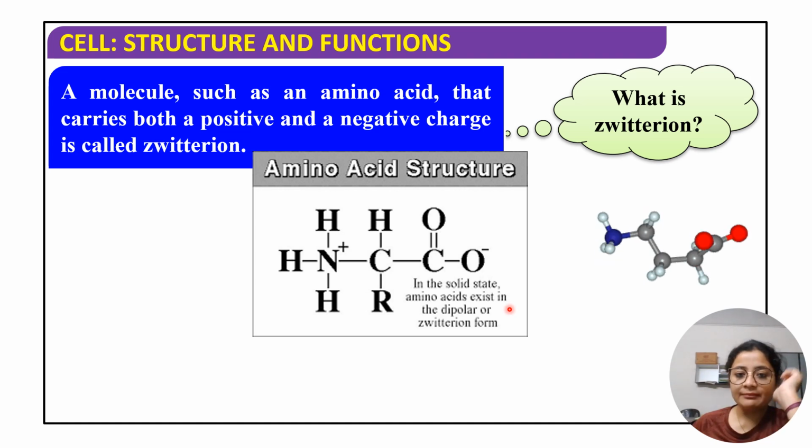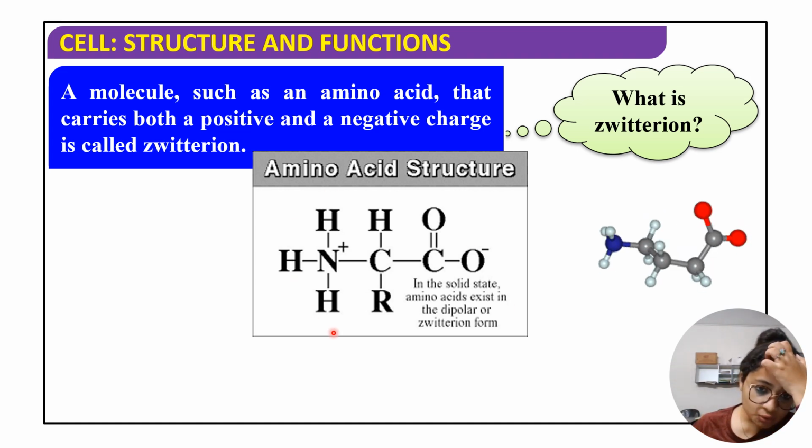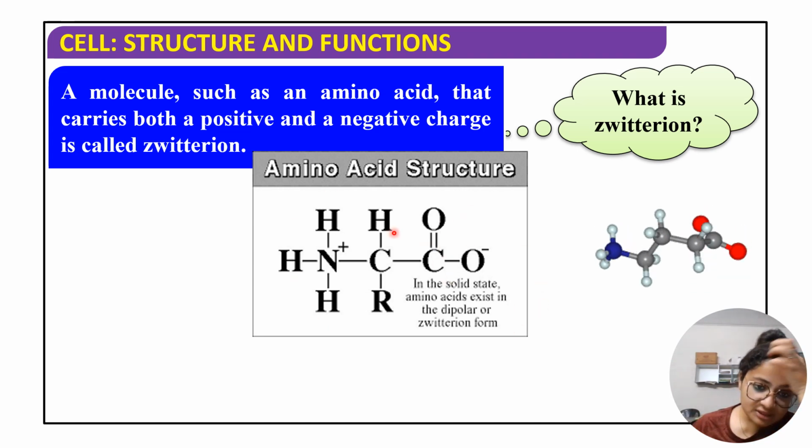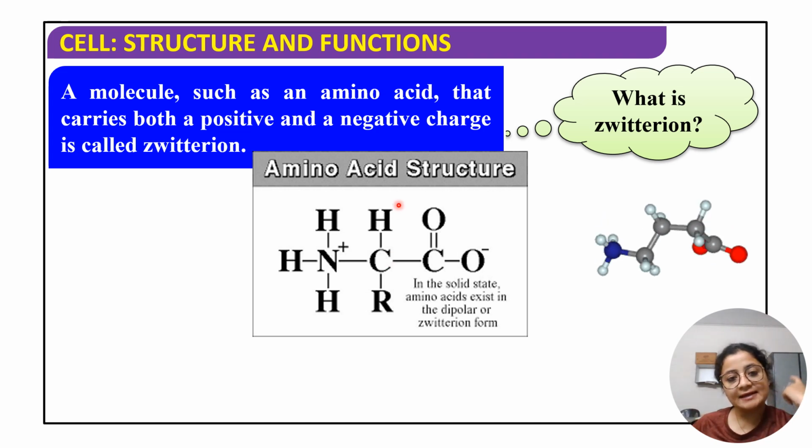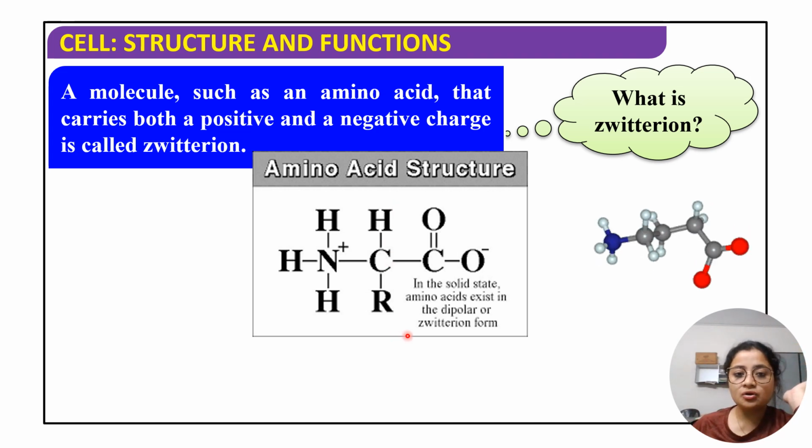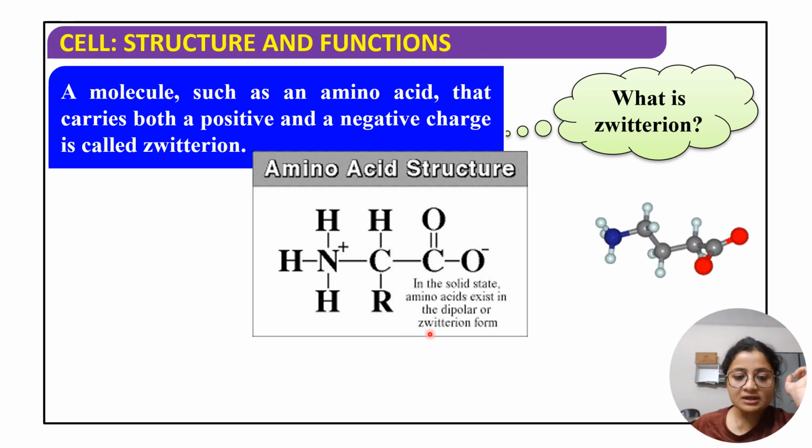So this is nothing but an amino acid, as you can see, क्योंकि amino group है, carboxyl group है, बीच में alpha carbon है, then एक side में hydrogen है and एक side में R और functional group, ठीक है। So what is happening over here?